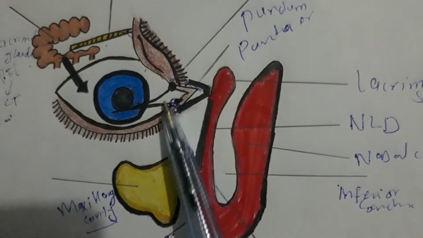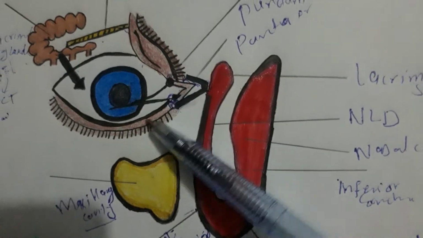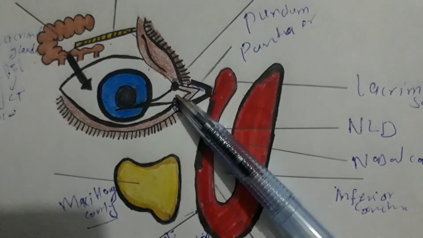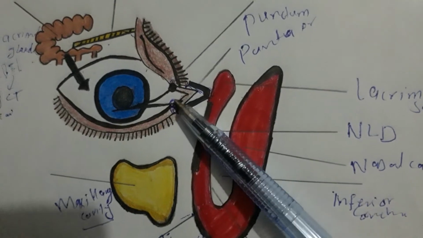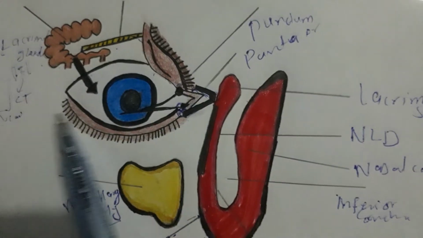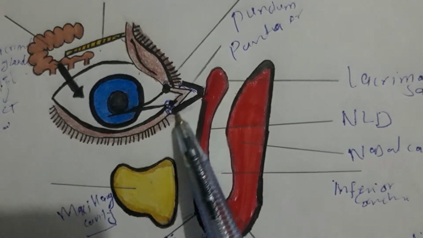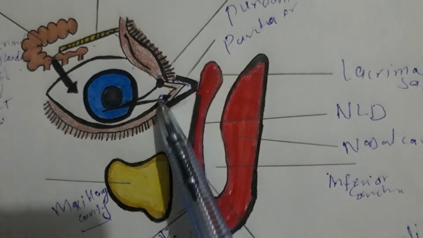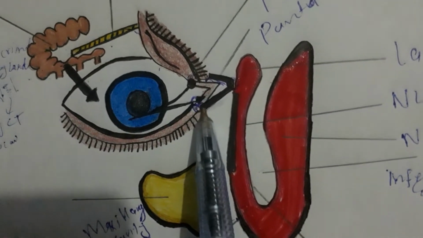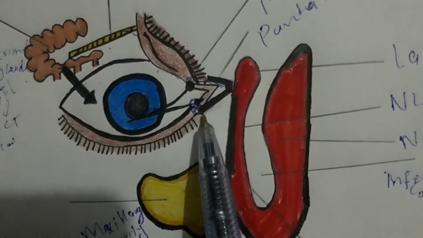If we want to see the structure of the punctum, we evert the lid. The lower punctum looks upward and backward. It is present medially, not laterally, and it opens into the canaliculus, where a small dilated area is present. This is called the ampulla.